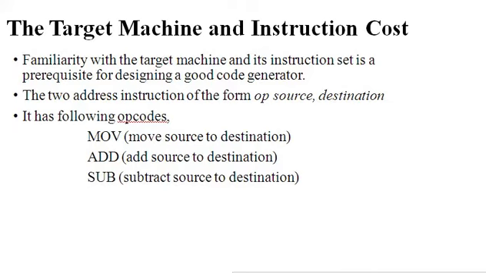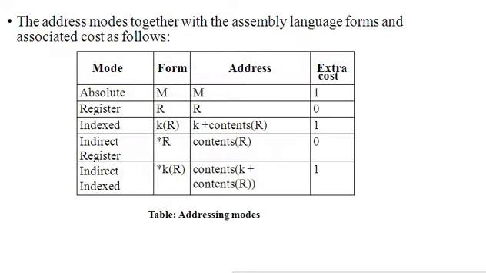The 2-address instruction is of the form operator source, destination. It has the following opcodes: MOV source, destination for move, ADD source, destination for addition, and SUB source, destination for subtraction. The address modes together with the assembly language forms and associated cost are as follows.